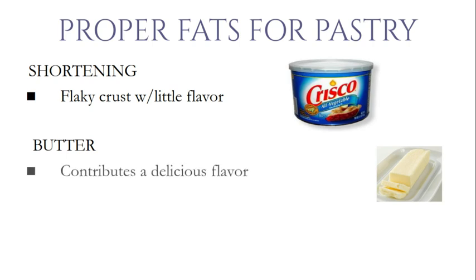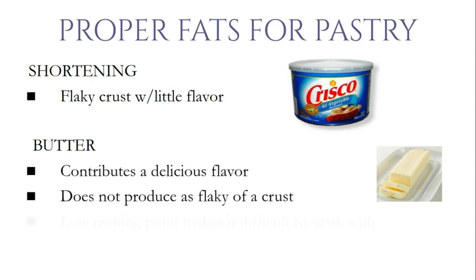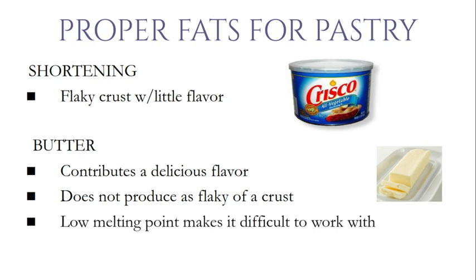Butter is also used though because it gives a really good flavor. Okay, it's not quite as flaky of a crust, and you've got to work with it really fast. Because it has a low melting point, butter will start to melt, and once that butter is melted into the dough, you lose your flakiness. Okay, so that's really the two that you see, and that's why the recipe that I'm sharing with you guys uses shortening, and most of the pie recipes that I've worked with use shortening for the crust.